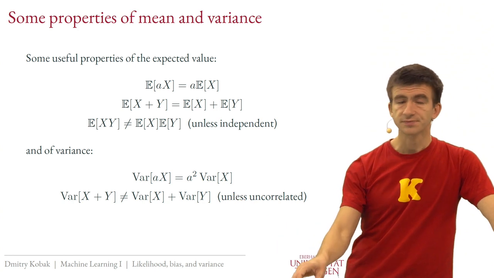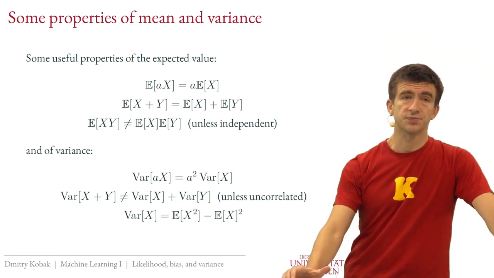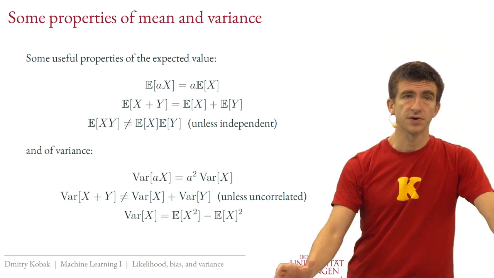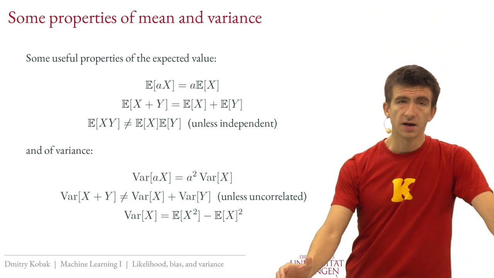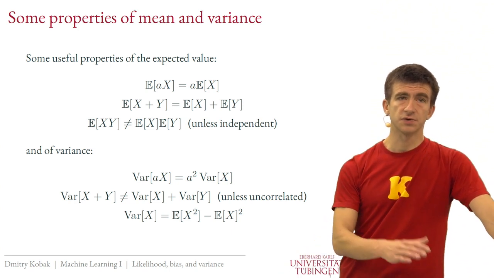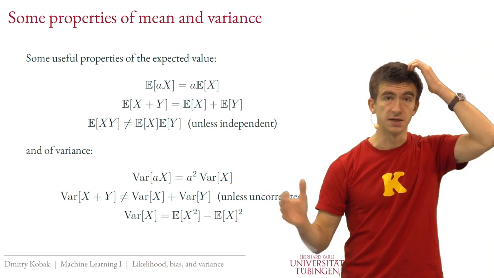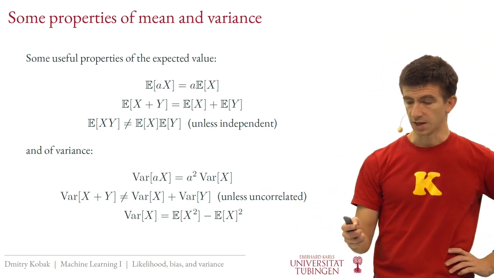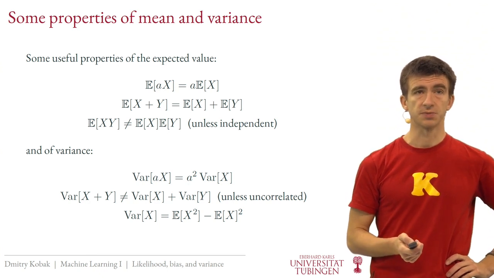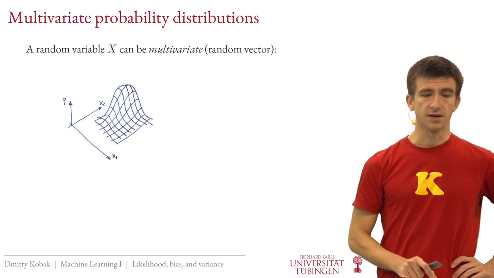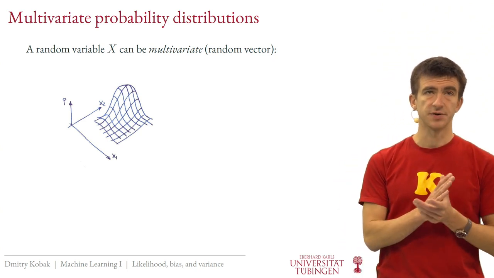and you get this as a true statement. And then finally, a very useful formula is that you can express the variance of a random variable in terms of the expected value and the expectation of the square of the random variable. So this is something I'll probably leave as an exercise. It can be simply proven and can be very useful if you compute something. Okay, and the last thing we need will be a multivariate probability distribution.